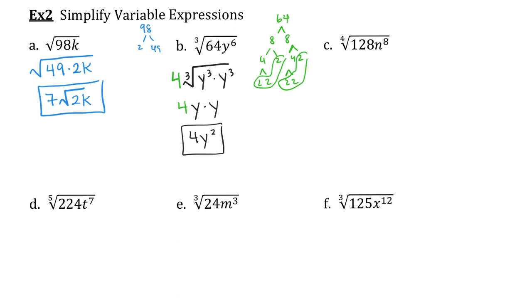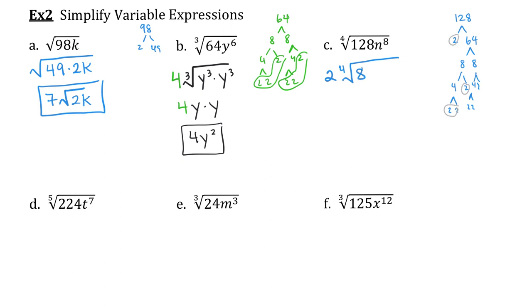Okay, let's try the next one. 128. I'm going to worry about the number first. What is that? 2 times 64? What am I doing? Fourth root. I need 4 of the same factor. Okay, let me see if I have 4 of the same factor. I have 1, 2, 3, 4. Okay, so I for sure have a 2 on the outside. What am I left with? I have 2 times 2 times 2, so I have 8, which is not quite enough.